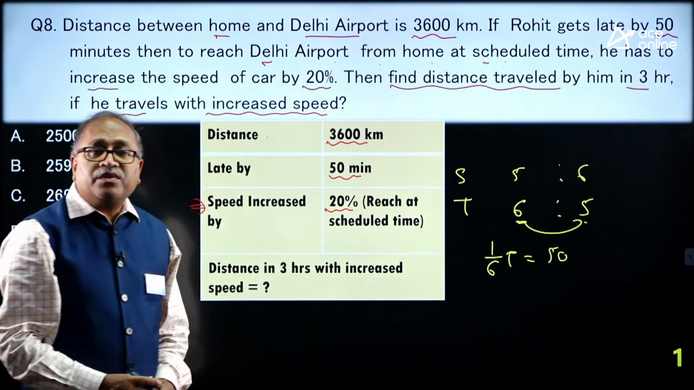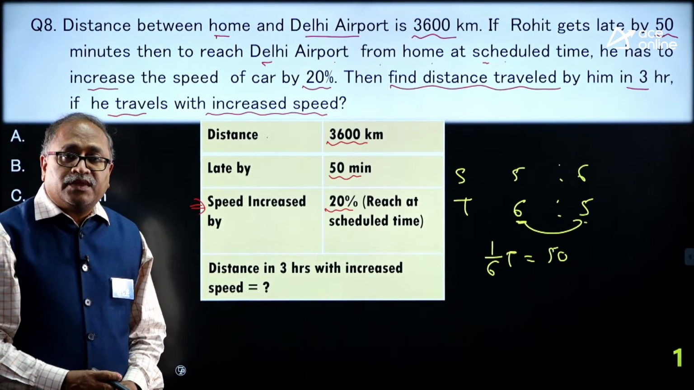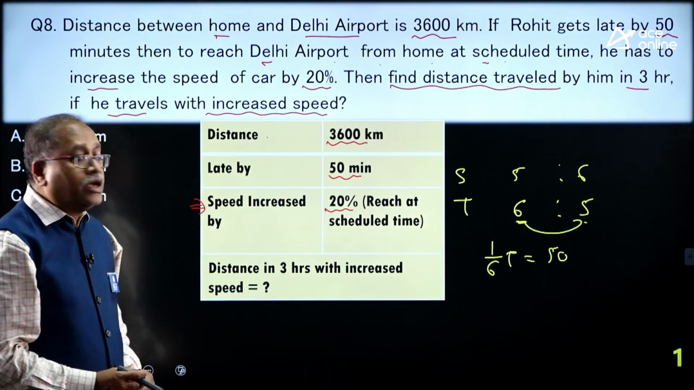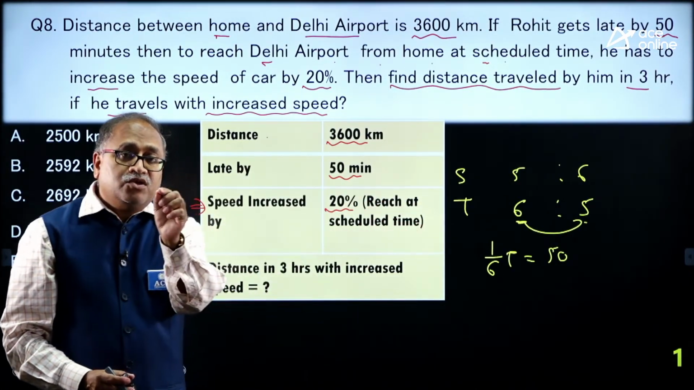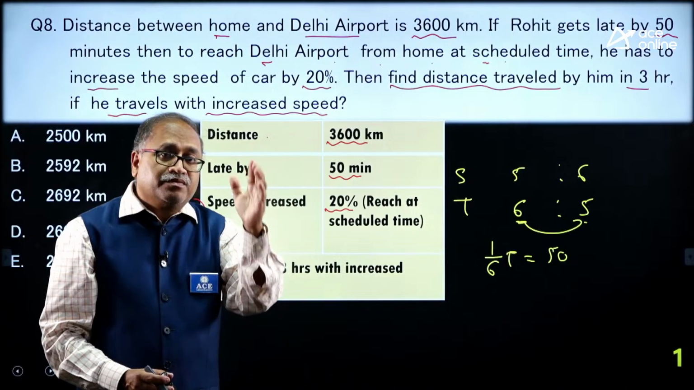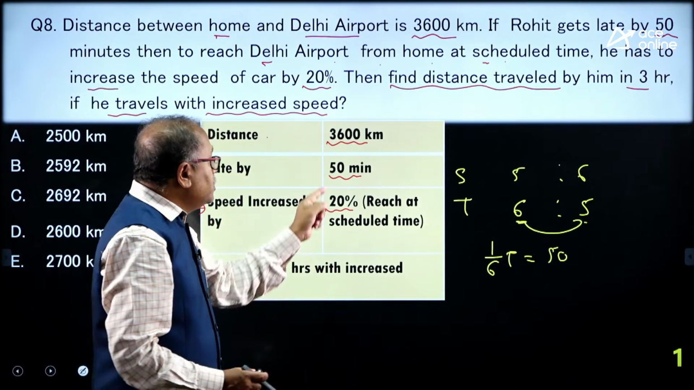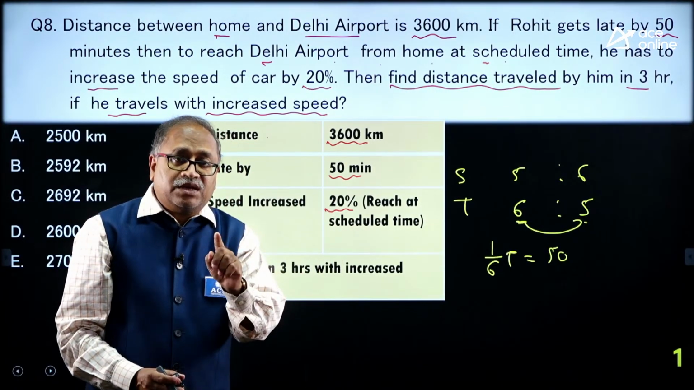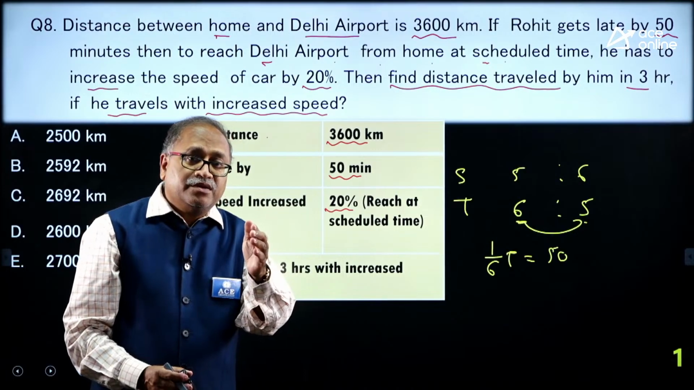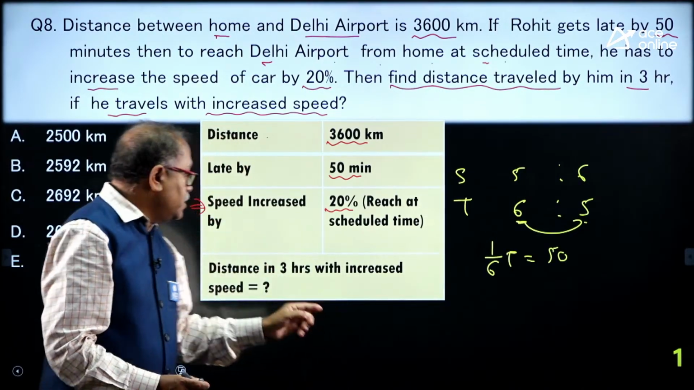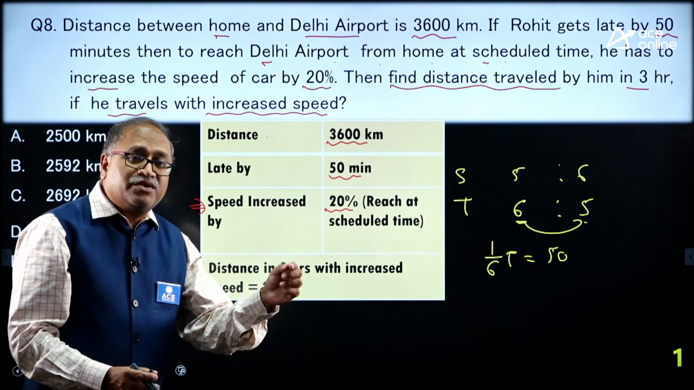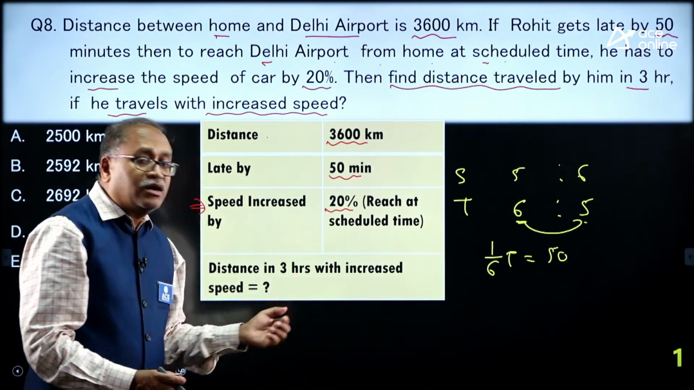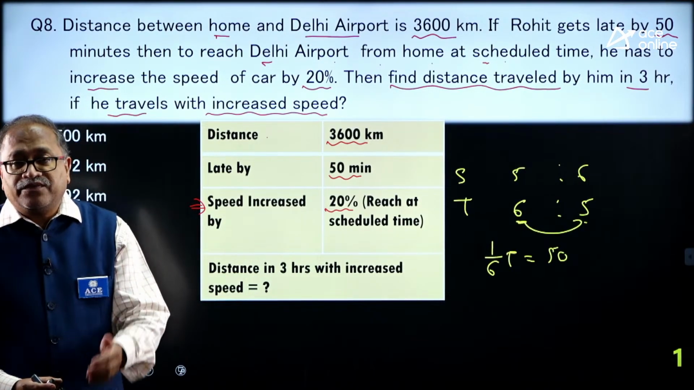Can you get the time? Actual time. And once you get the actual time, divide this distance by actual time, you will be getting the actual speed. And now, increase the speed by 20%, you will get the increased speed. And with this speed, when you multiply with 3, you are getting the distance covered with the increased speed in 3 hours. Come on my friends, try it.